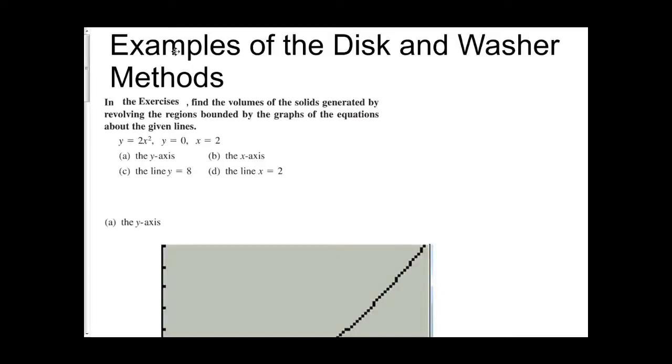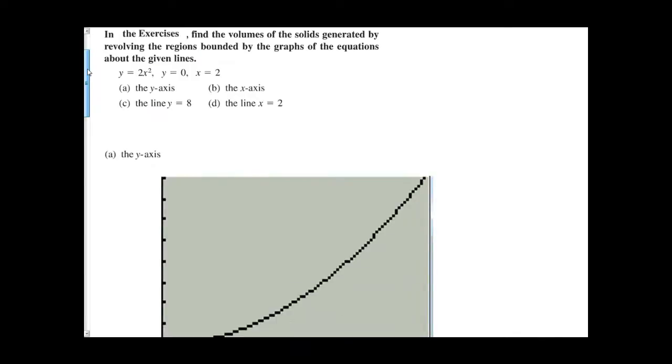Now we look at examples of the disk and the washer method. In these exercises, we're going to find the volumes of the solids generated by revolving the regions bounded by the graphs of the equations about the given lines. These are our three equations, and we are going to revolve the region bounded by them. First about the y-axis, then about the x-axis, then about the line y equals 8, then about the line x equals 2. So let's go ahead and take a look at the graph.